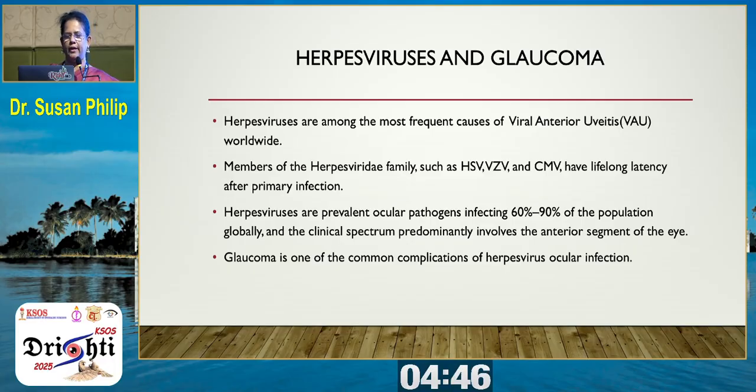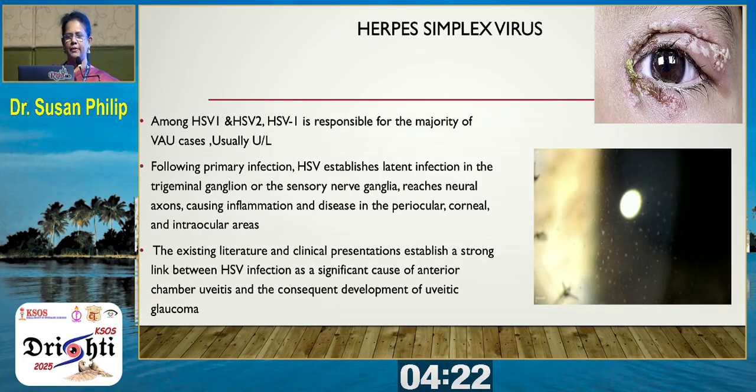In that group, we have herpes simplex virus, varicella zoster virus, and cytomegalovirus. Almost all of us will have herpes simplex virus in our body, and those who have had chickenpox definitely have varicella zoster. So glaucoma is the commonest complication of herpes virus ocular infection. Herpes simplex 1 is more commonly associated with glaucoma.